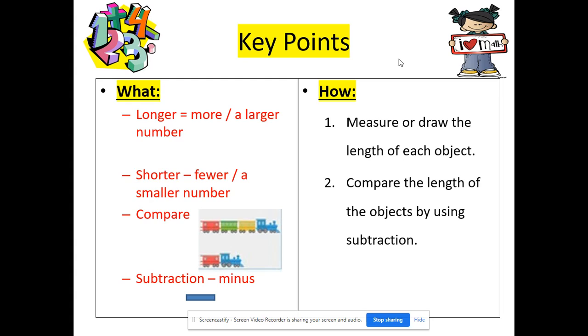How are we going to be successful today? First, we're going to measure or draw the length of the object. Then we're going to compare the length of the objects by using subtraction. So we are going to use these key points to be successful today. Let's start. All I need you to do is have your eyes watching the screen and your ears open, listening.